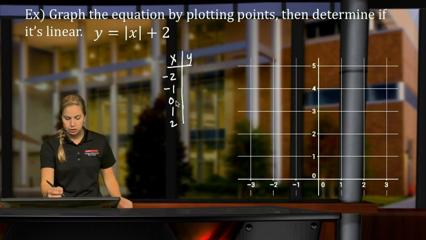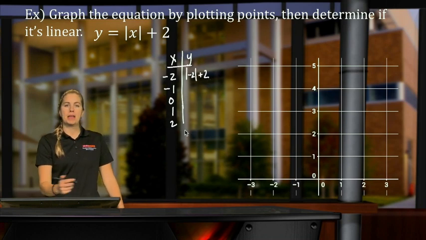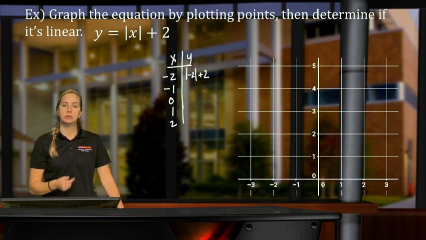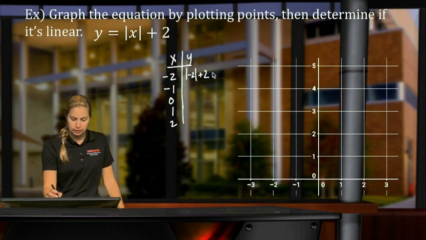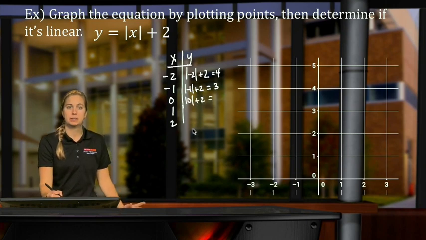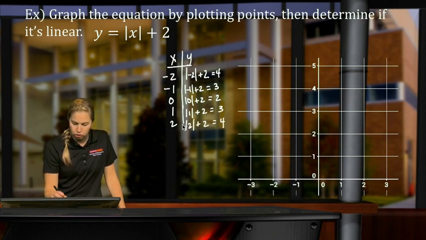When I plug in -2, we have the absolute value of -2 plus 2. Remember that absolute value is measuring the distance a number is from 0. So -2 is 2 units from 0. So 2 plus 2 is 4. The absolute value of -1 plus 2, that's the same as 1 plus 2, which is 3. The absolute value of 0 plus 2, absolute value of 0 is 0 plus 2 is 2. Absolute value of 1 plus 2 is going to be 3. Absolute value of 2 plus 2 is also going to be 4.